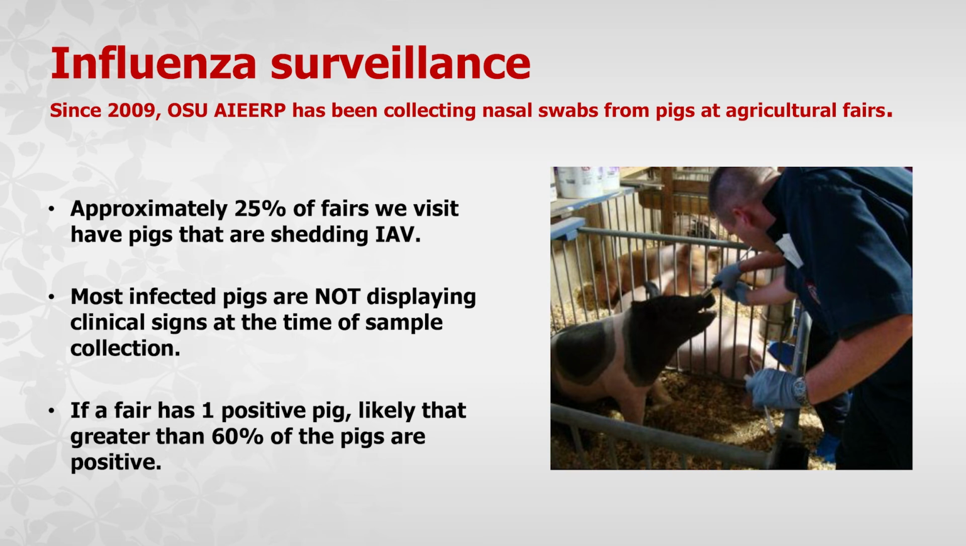We know that lots of those pigs, in fact, most of them, are not displaying clinical signs at the time of sample collection, but we're getting positives. We also know that if a fair has one positive pig, it's quite likely that greater than 60% of the pigs are going to test positive, right? And so this is a function of us sampling at the end of the fair after we've had time for a virus to transmit through the fair, through the pig population, and then we're picking up positives at the end.